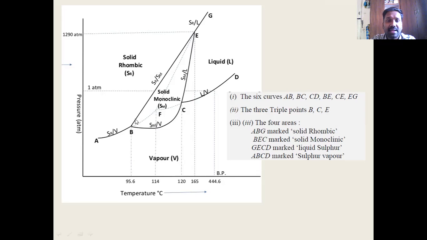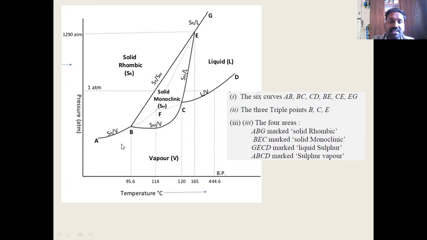How does a curve appear in this phase diagram? What is the physical significance of these lines, curves in the phase diagram? AB is the sublimation curve of rhombic sulfur. That means along AB, you take a point on AB, and that point has two coordinates, right? One is pressure, one is temperature. So you take a point here, and the corresponding pressure and temperature. At those two values of pressure and temperature, there is a transition from rhombic to vapor or vapor to rhombic.